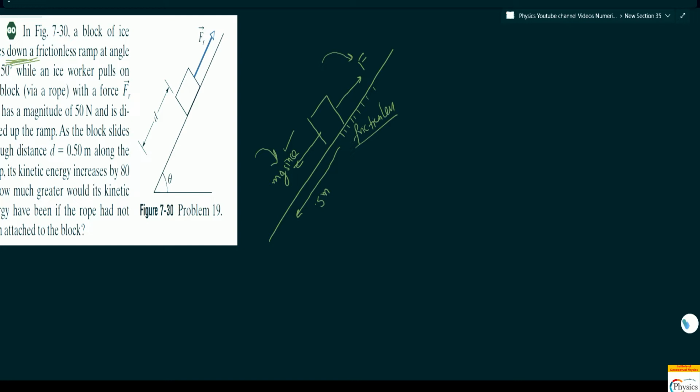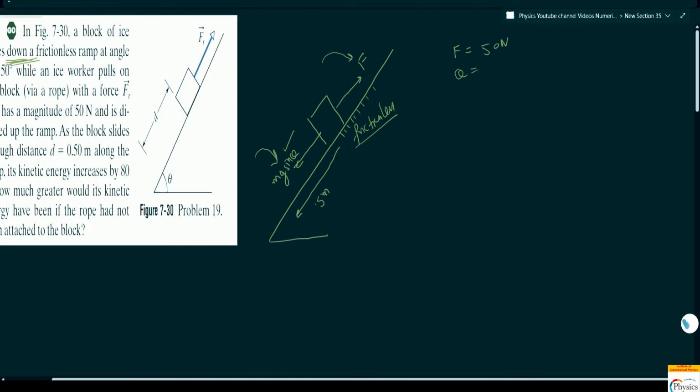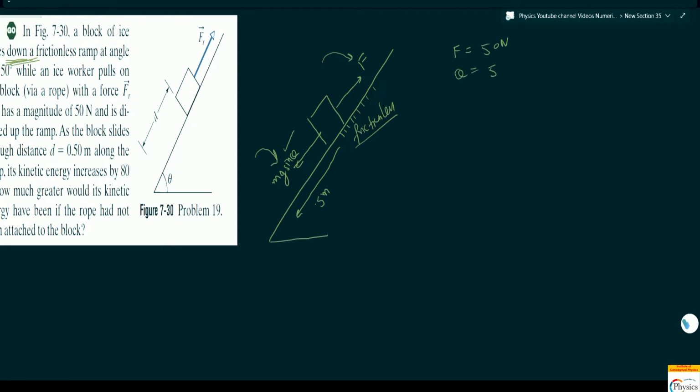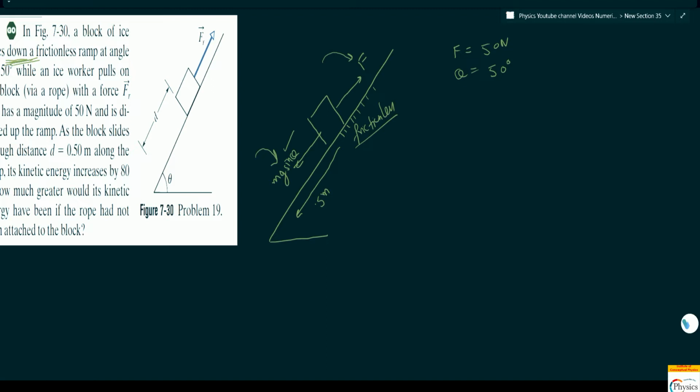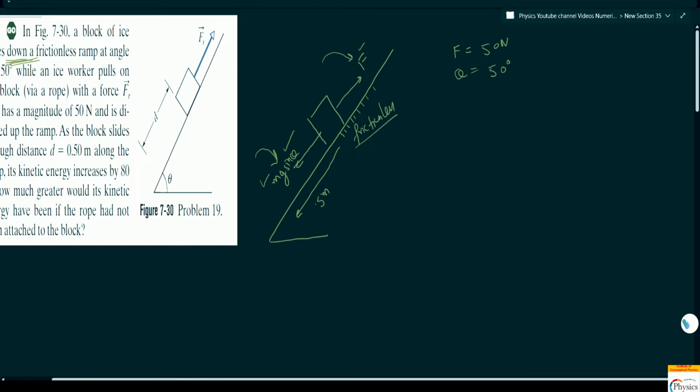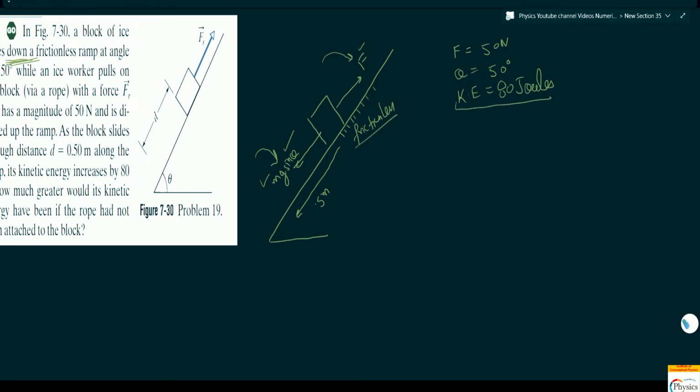Let's put the data here. The force on the block is the 50 newton force. The angle of the incline is given to be 50 degrees, okay? And the kinetic energy in situation number one, which results from the net winning of mg sin theta against F when it slides down by 0.5 meters, is 80 joules. Kinetic energy is equal to 80 joules, right? This is your net gain, situation number one.